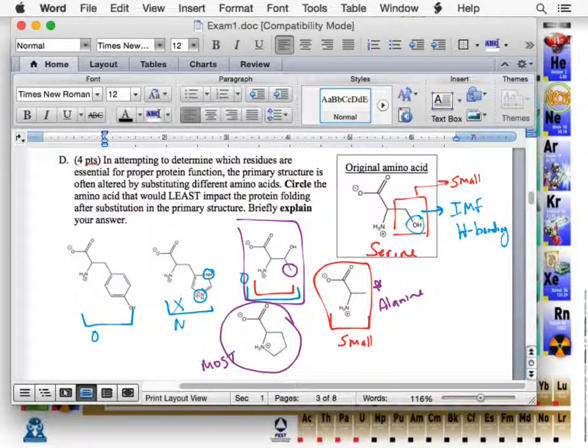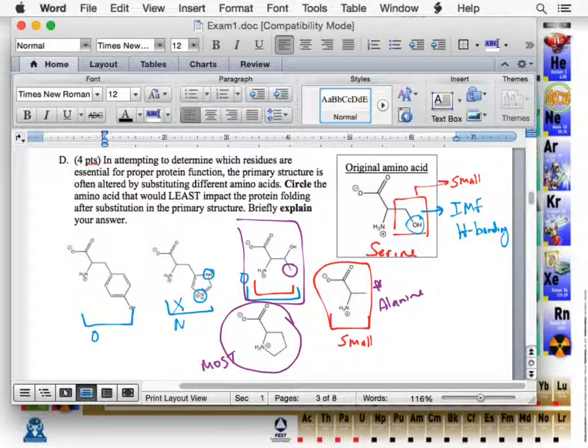Can you rotate about it anymore? No. Because of the ring structure, we've prevented that rotation. Let's say to get to the final three-dimensional structure, we have to do a rotation there. I can't do it here because the ring prevents it. It's still going back to intermolecular forces, and it's still going back to structure.